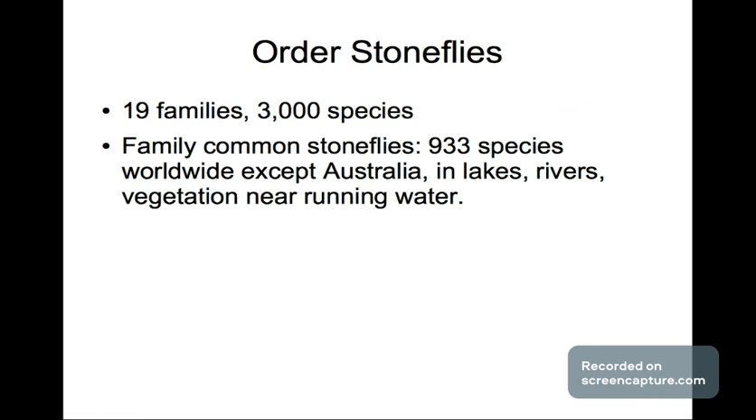Last but not least, we got the stoneflies. Stoneflies have 19 families and 3,000 species. The family of common stoneflies has 933 species. You can find it worldwide except Australia, in lakes, rivers, and vegetation near running water.